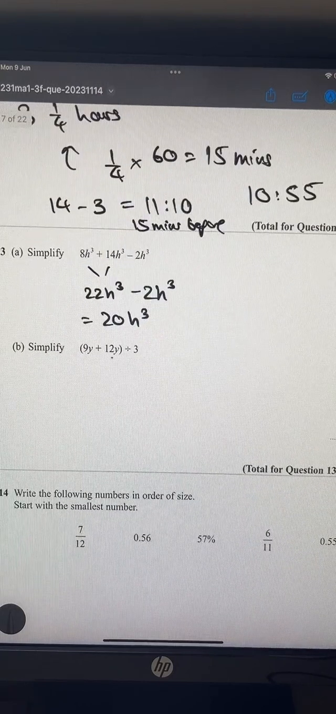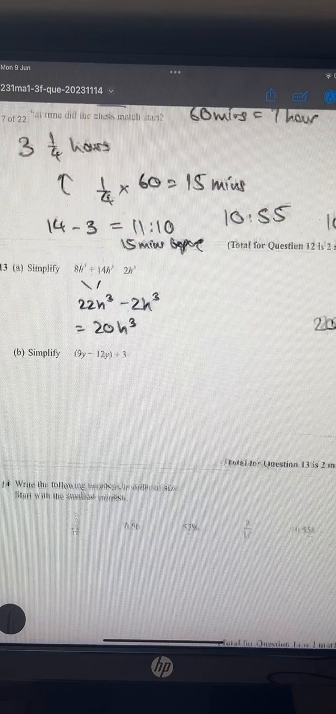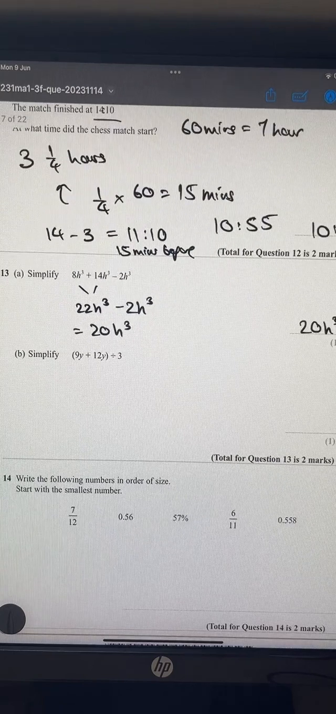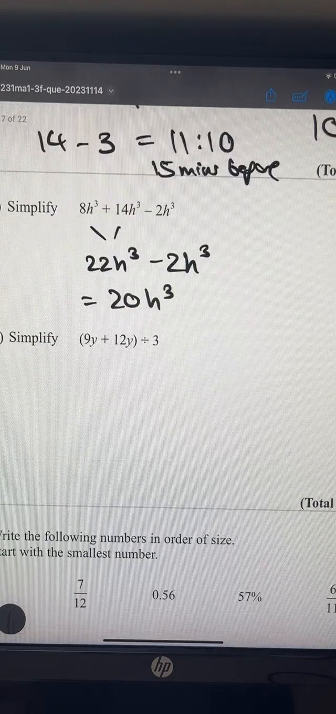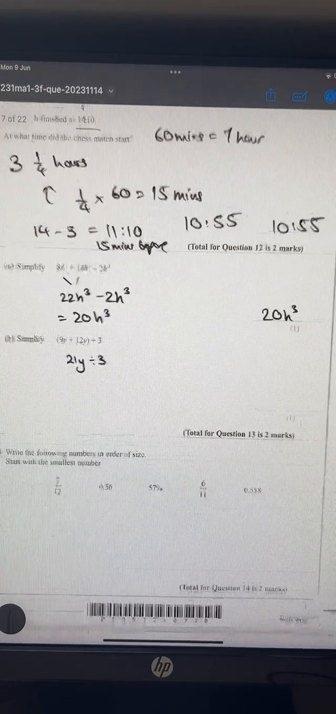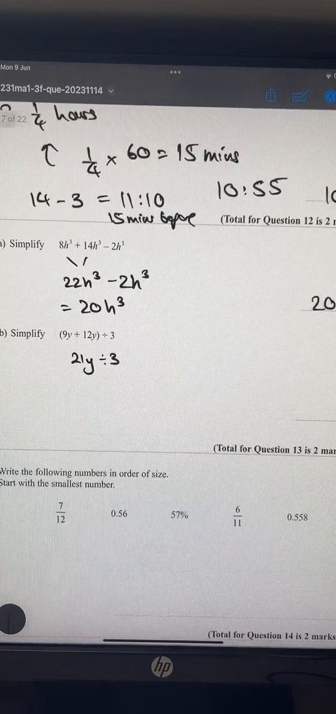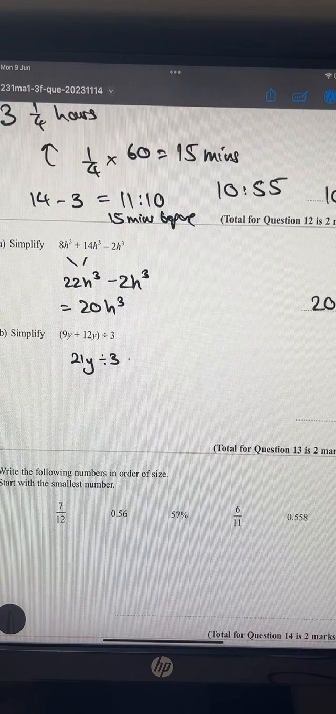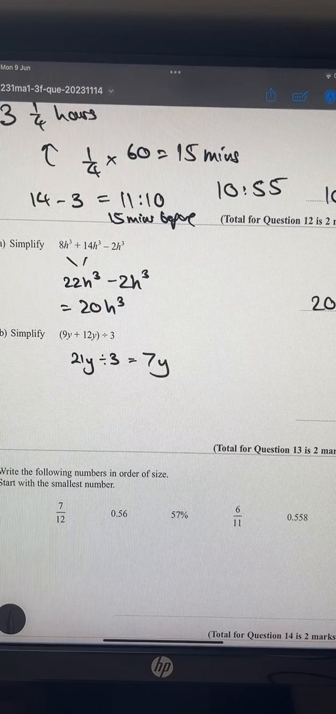Simplify 9y plus 12y divided by 3. Okay, this is a bit of a weird one, but remember, it's holding on to their buddies. So we know that 9y plus 12y is 21y divided by 3. Now I need to figure out what this is, right? So how many times does 3 go into 21y? Well, 3 doesn't really go into the y, so that just stays as is. How many times does 3 go into 21? 7, right? So that's 7y, and the y just stays there. So this would be 7y.